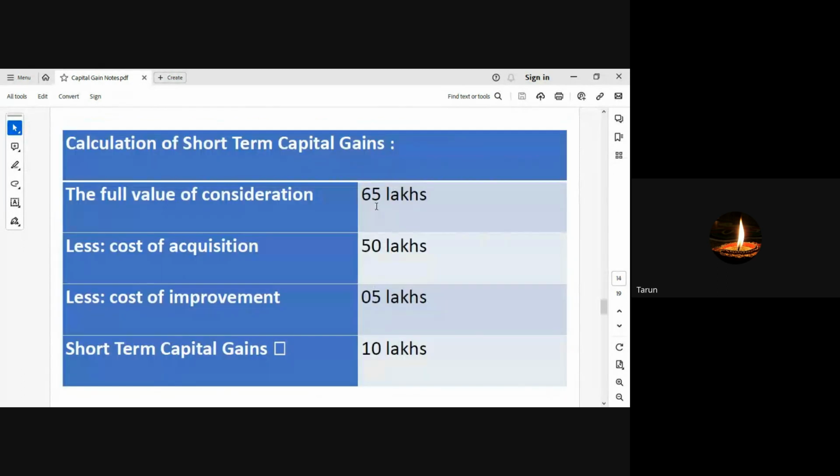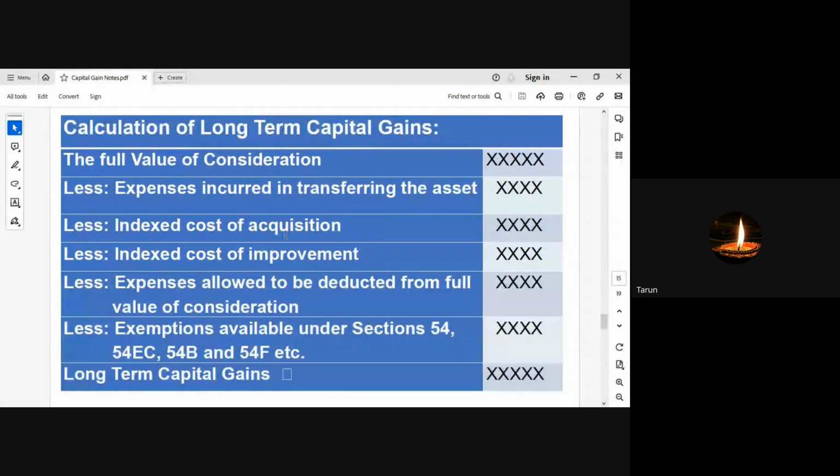So this is the format of the long-term capital gain. From the full value of consideration, you have to deduct all expenses incurred on transferring the asset, less index cost of acquisition, index cost of improvement, and exemptions available under section 54, 54EC, 54B, and 54F. Once you deduct all these expenses from the full value of consideration, you will get the long-term capital gains.